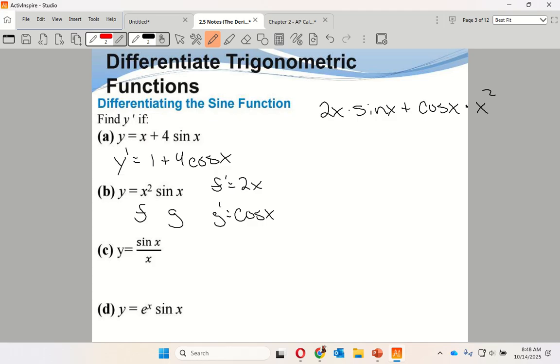All right, I'm going to put it together, but since it's a sine here and a cosine here, I can't do much except just rewrite it as 2x sine x plus x squared cosine x.